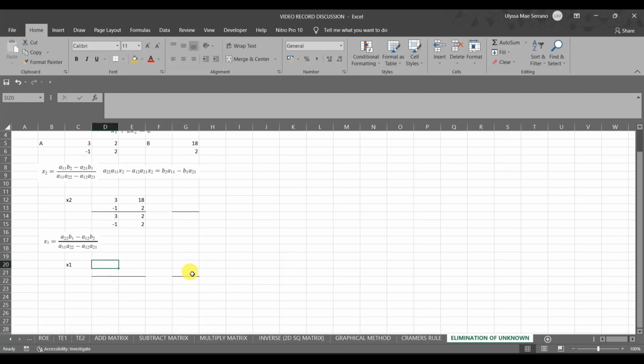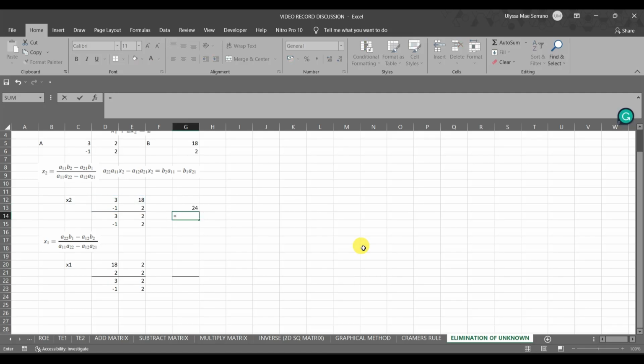And for x sub 1, instead of the first column, we're going to use the values of B, which is 18 and 2. And for the second column, it will be the values of 2. And for the denominator, we're going to use the given matrix. So, we're going to find now the determinant. Simply use MDETERM in order to find the determinants in Excel.